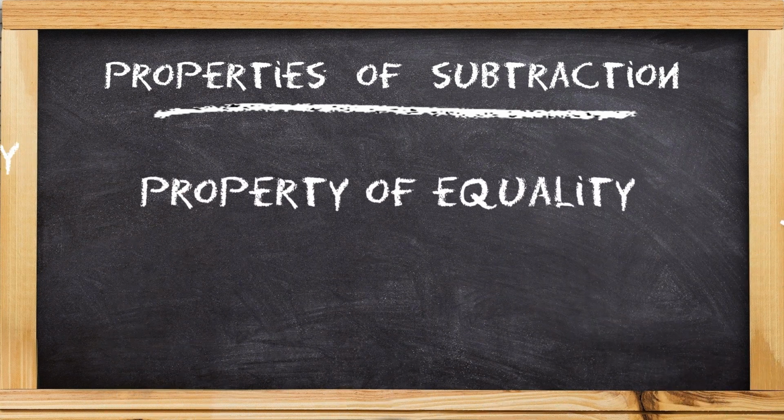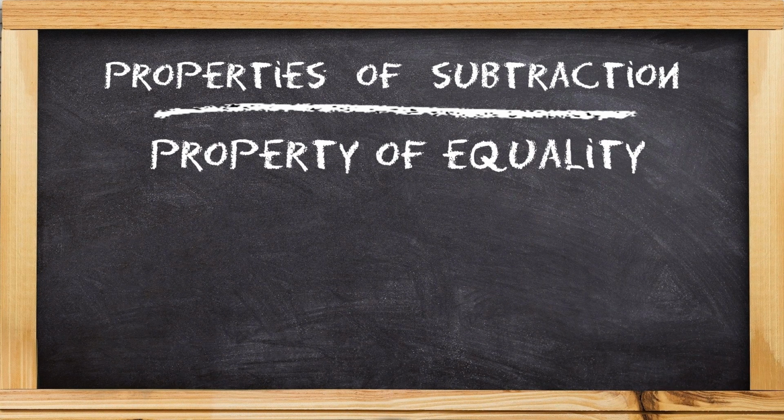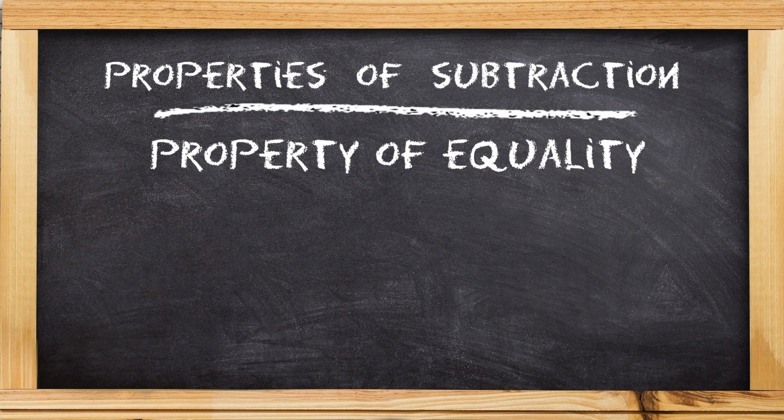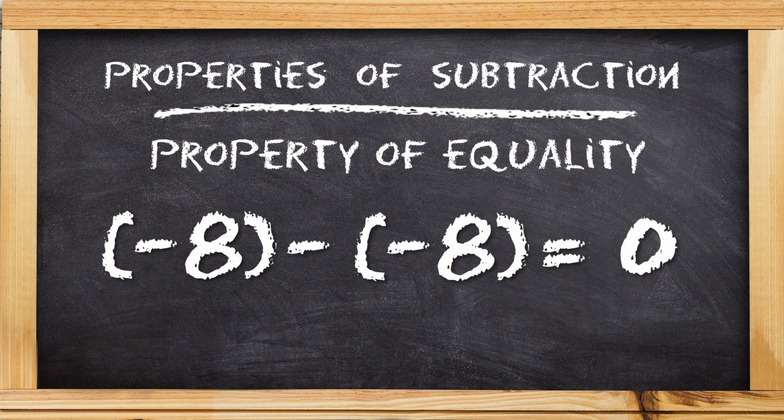Property of equality. This property means that when you subtract a number from itself, the result is always 0. For instance, 5 minus 5 is 0, and it works with any number, whether positive or negative. So, negative 8 minus negative 8 is also 0.